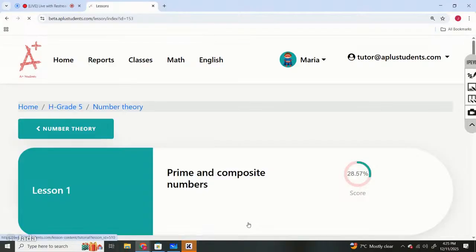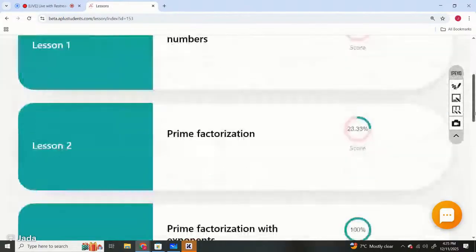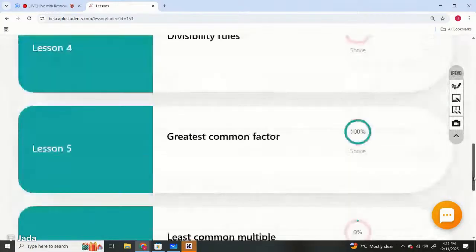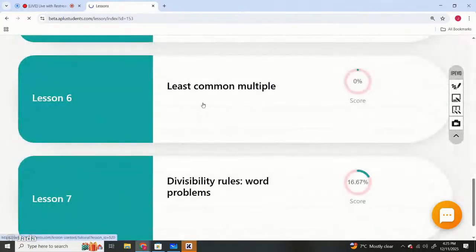Okay, we are done with the lesson. Let's just move on to the next lesson. The next lesson is least common multiple. Let's just start with the lesson.